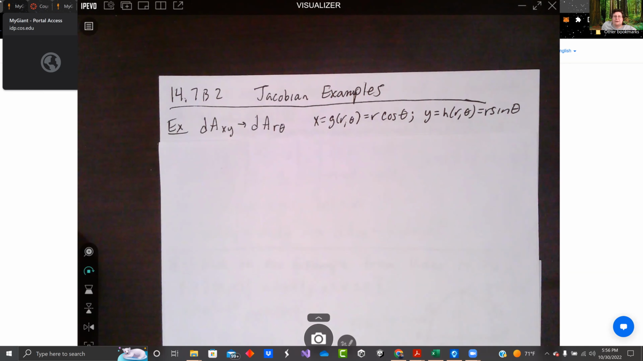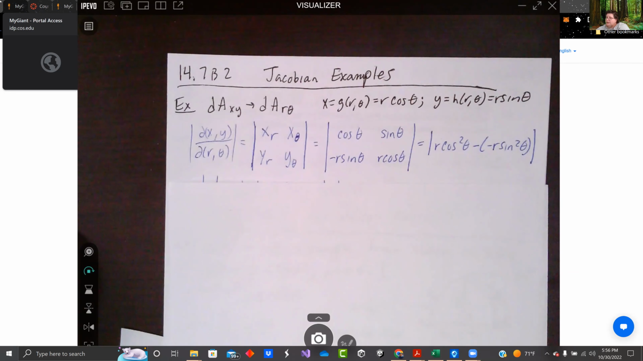Let's say we're going from x, y to r and theta. A good old polar. So we know how polar turned out: dx dy turned into r dr d theta. Does the Jacobian yield that? So x equals r cosine theta, y equals r sine theta.